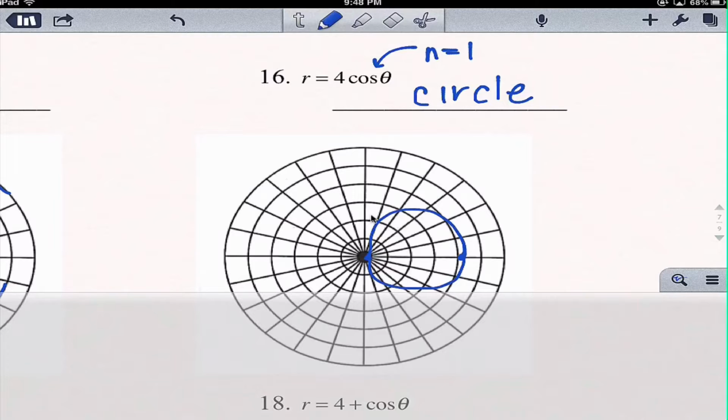If it said negative 4 cosine theta, it would be on the left side. If it was sine, it would be up top on the y-axis. If it was negative sine, it would be down below.